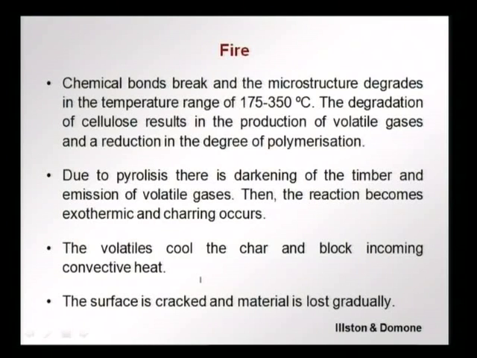The chemical bonds that make up the cell walls and the microstructure start degrading as the temperature increases beyond 175 degrees. So, in the range of 175 to 350 degrees Celsius, the chemical bonds have broken and the microstructure has degraded. This degradation of the cellulose which makes up the cell walls results in the production of more volatile gases and the degree of polymerization decreases. So, there is a breaking apart of the bonds and the cell walls.